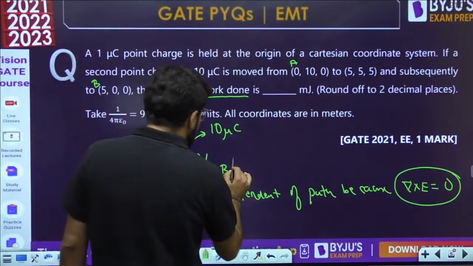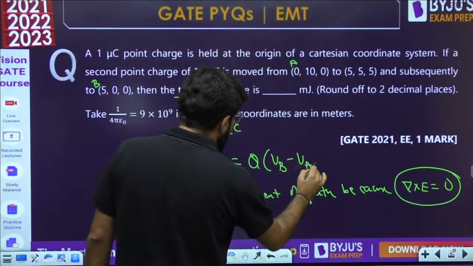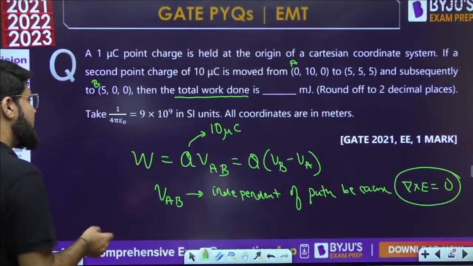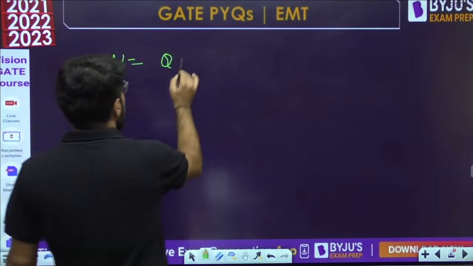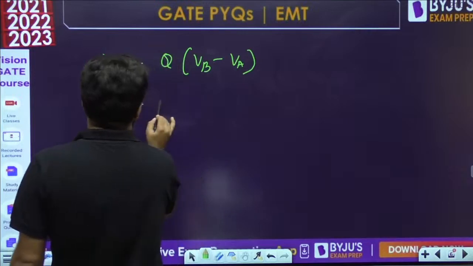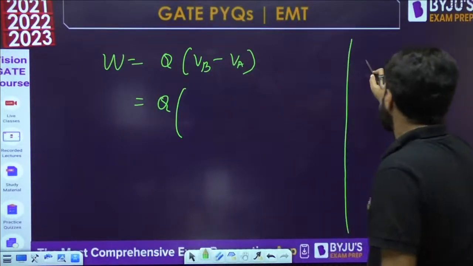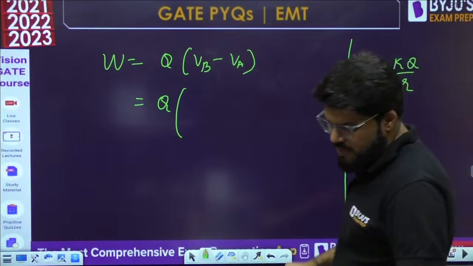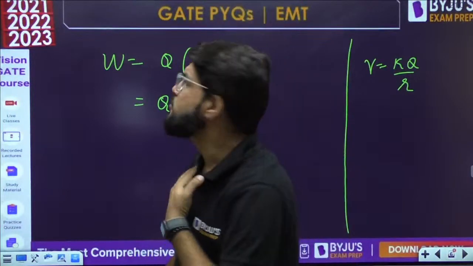Now VAB can be broken as VB minus VA. So W is equal to Q into (VB minus VA). What is the potential due to a point charge? It is simply given by the formula KQ by R, where Q is the charge due to which the potential is being calculated.